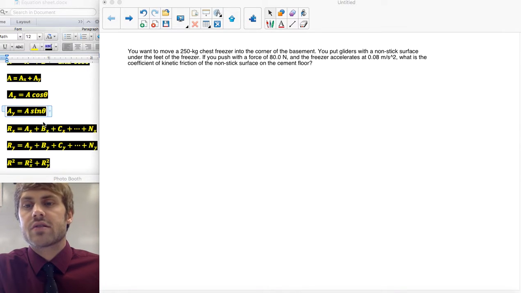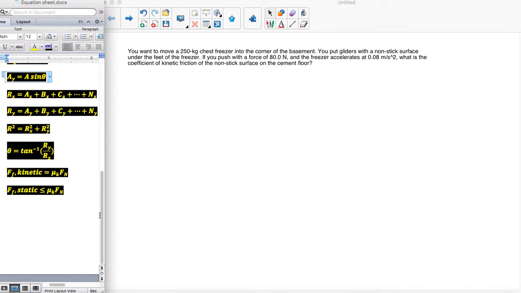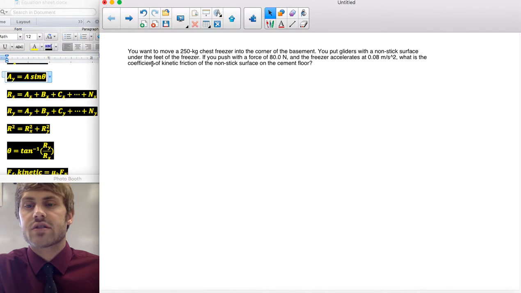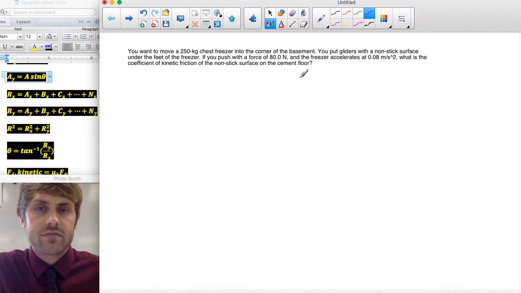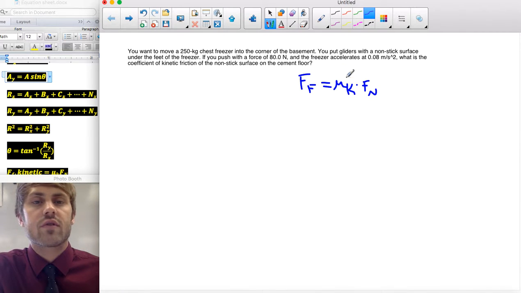So you can see over here our coefficient of kinetic friction is equal. So our force of friction is equal to our coefficient of kinetic friction times the normal force. Now, they're asking for the coefficient of kinetic friction, so I'm going to put a question mark over that because that is what we're looking for.